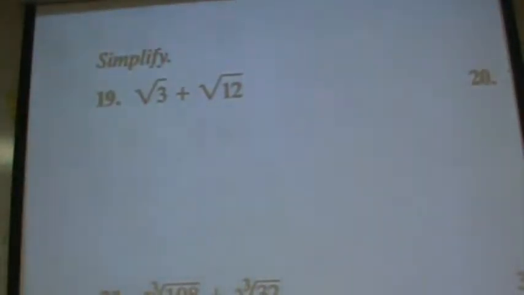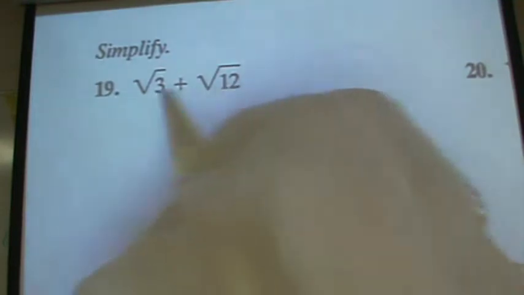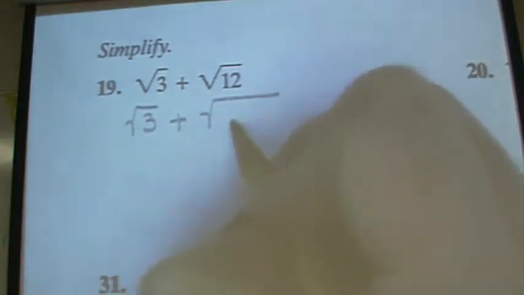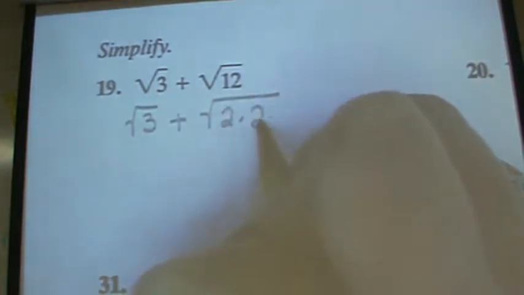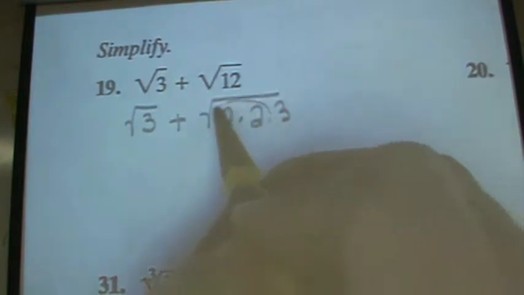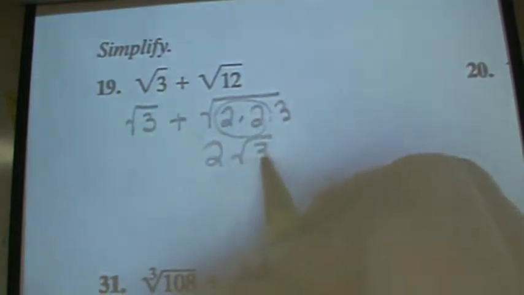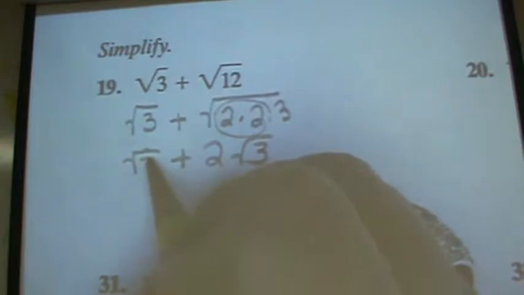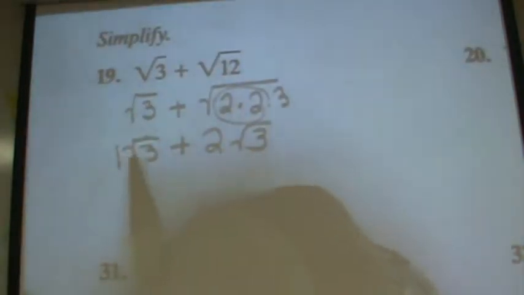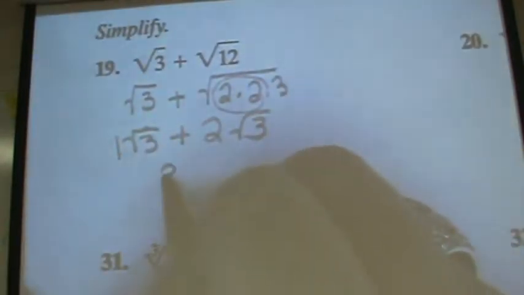Next, what happens if you're asked to add and they're not the same? Well, you're going to have to get them the same if they can be. So this is not the same as root 3, but you could probably break this down. Root 12 is 2 times 2 times 3, and you can pull a 2 out. And so now you have 1 root 3 plus 2 root 3, which is 3 root 3.